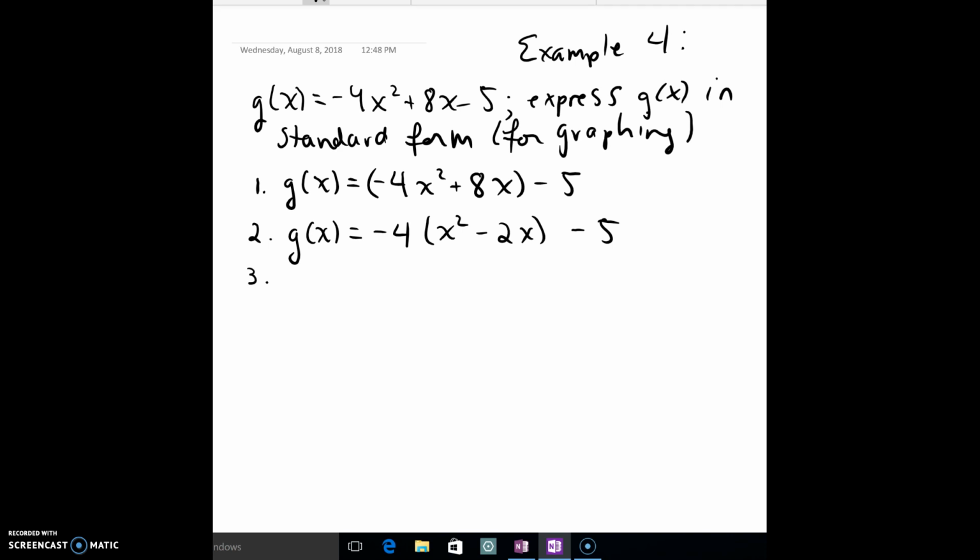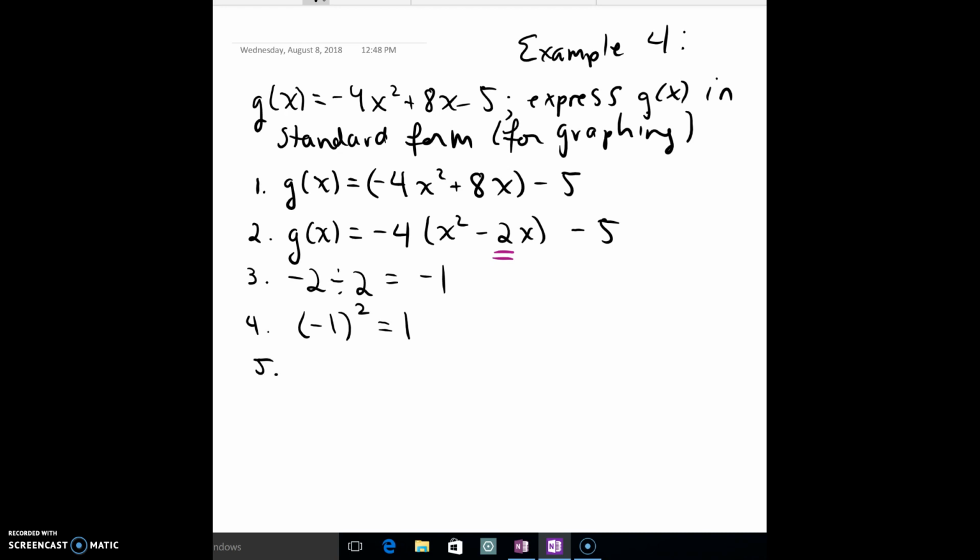Okay, so step 3 says divide the new coefficient of x by 2. Take a look at our coefficient of x. We have a negative 2 over there. So negative 2 divided by 2 gives us negative 1. And then step 4 tells us to square that number. So square the number from step 3. So negative 1 squared is the same thing as saying 1.